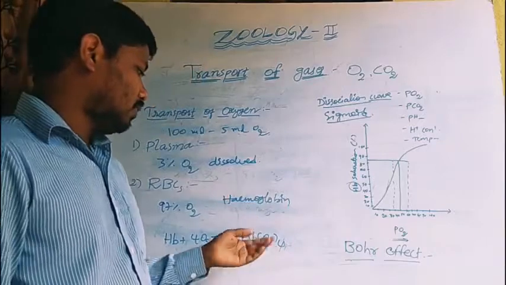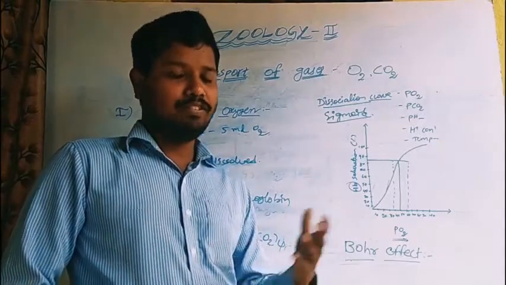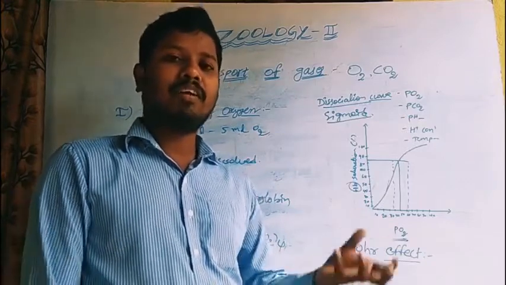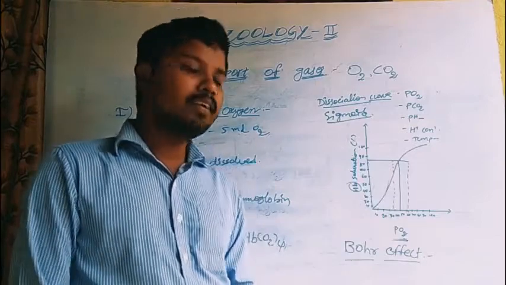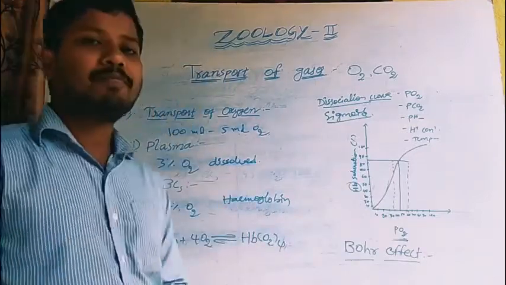Oxyhemoglobin is formed. As well, in tissues, the partial pressure of oxygen is low. Here, the oxyhemoglobin dissociates into hemoglobin and oxygen.